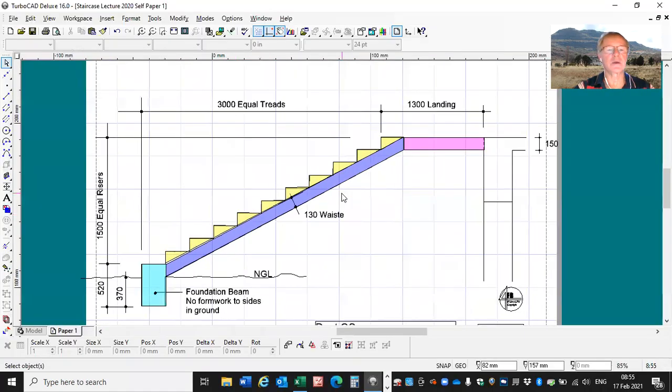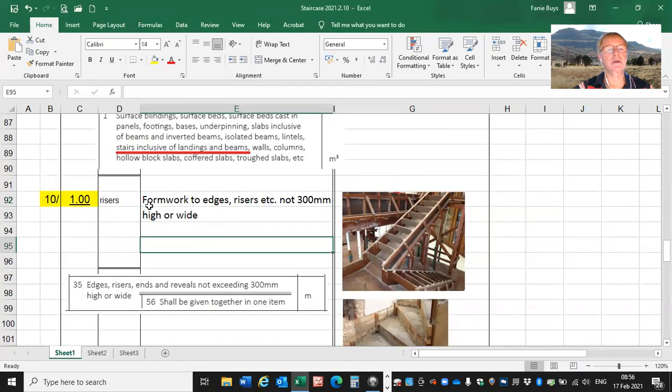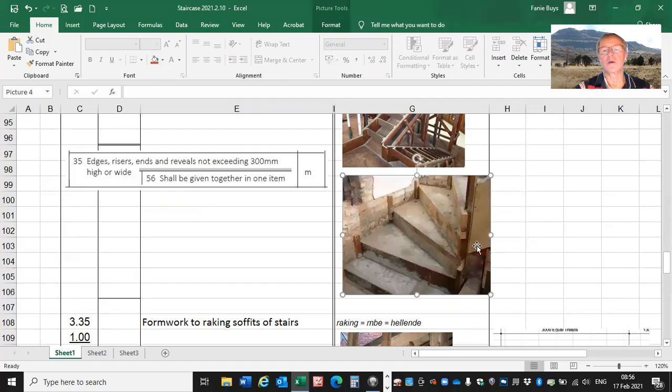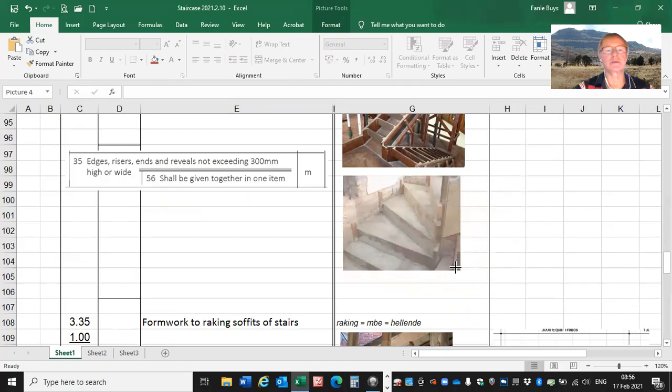If you look at that there, you'll see from that point, that one we've already taken. So there are a total of 10 risers. So it is times 10, and your reference there is risers. There's a standard system clause: edges, risers, and reveals not exceeding 300 millimeter high or wide shall be given in meters. There you can see once again the formwork to form the risers of the stairs.